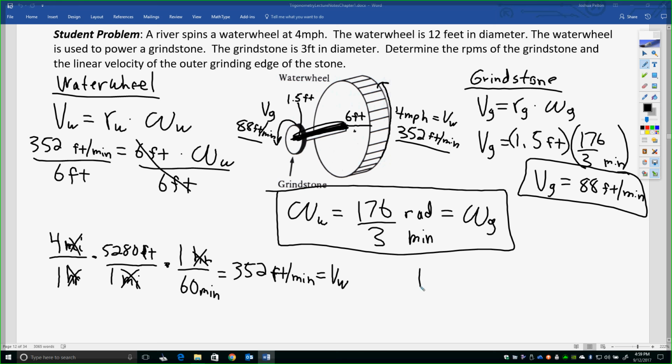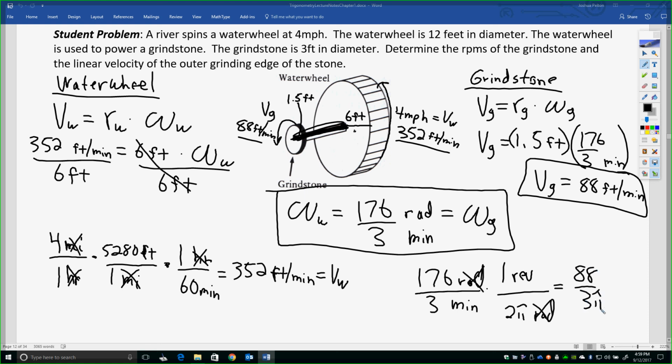So I take my 176 radians per minute and multiply that by 2 pi radians to 1 revolution. So the radians will cancel. So that's 176, which is divisible by 2. So that'll give me 88 over 3 pi revolutions per minute. So that is your RPMs for your final answer. And that is the end of part 3.